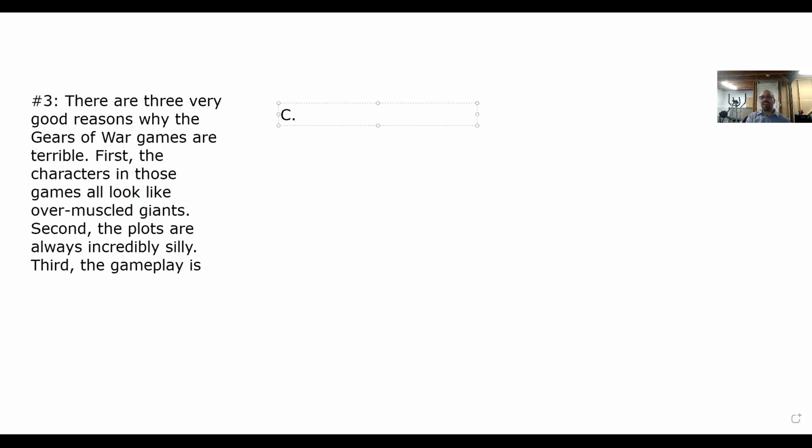Again, we're going to want to rewrite it a little bit, though. The Gears of War games are not good, or the Gears of War games are even terrible. That's fine. Every other part of that first sentence is kind of irrelevant to the central claim, right? There are 3 very good reasons why. None of that really is the claim. They're more telling you that this claim is going to be a conclusion supported by 3 premises. All right. And then, what are our 3 premises?